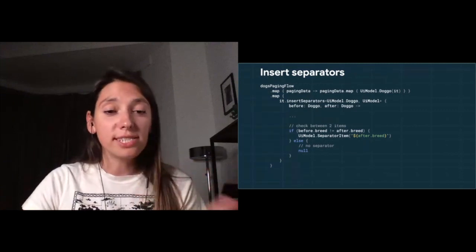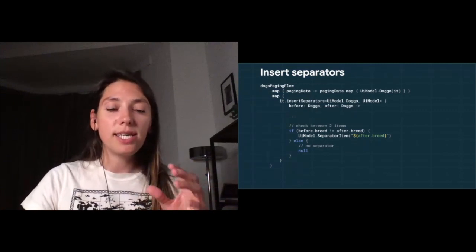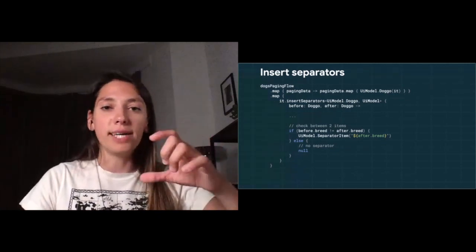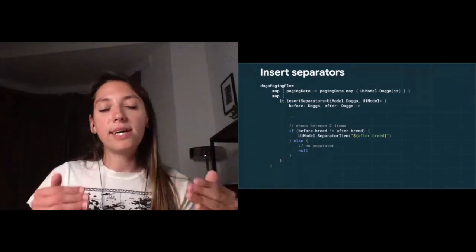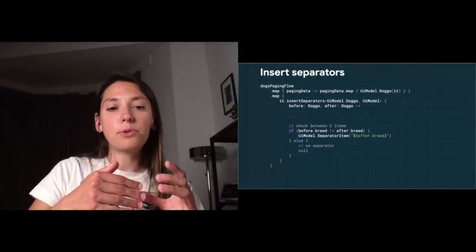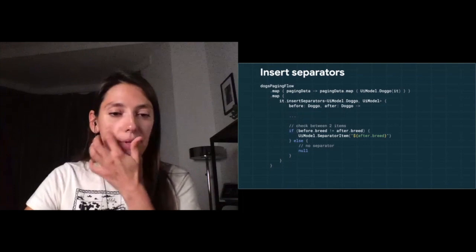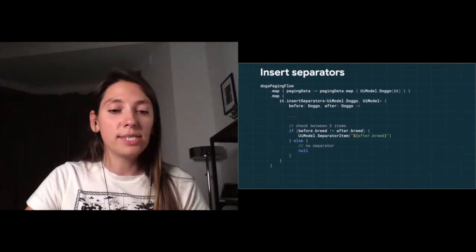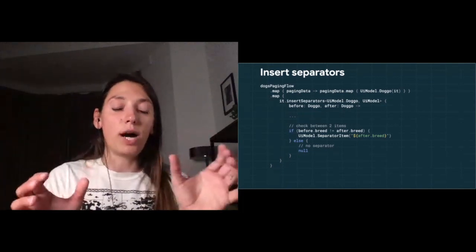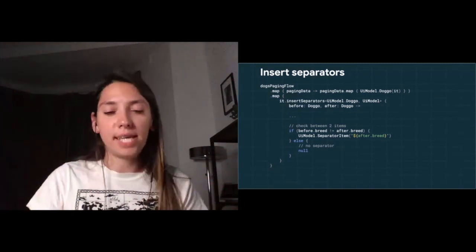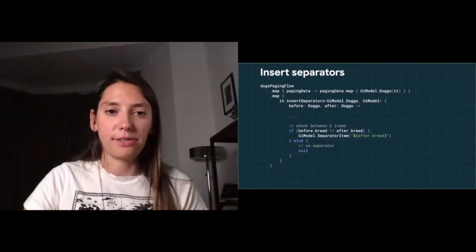Here, for insertSeparators, we actually get a callback for each individual pair of items. Then we can decide whether we want to insert a separator between them or not. So here, for example, I'm checking whether the name of the breed between two items is different, and if it is, then I'm just inserting a new separator.